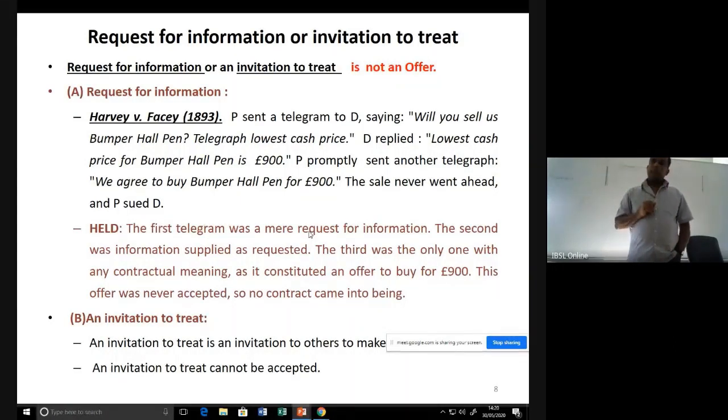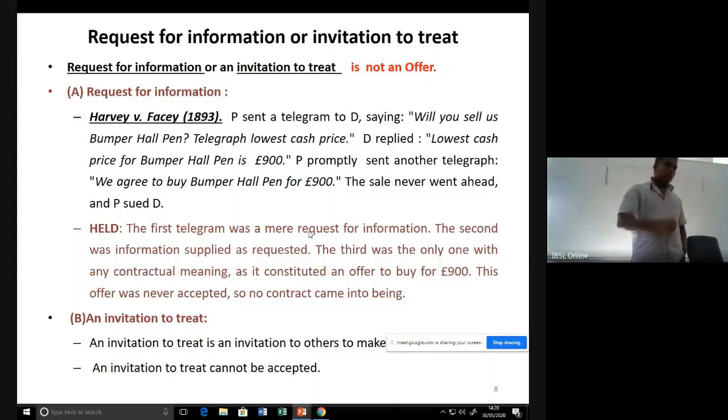D says, right, he asked me a question. He asked me whether I'm selling my property and what is the price. I provided that information. I said 900 pounds. I have never made an offer. So therefore, he can't accept. It was just information provided by me. So therefore, you can't accept. Rather, P can't accept this information.